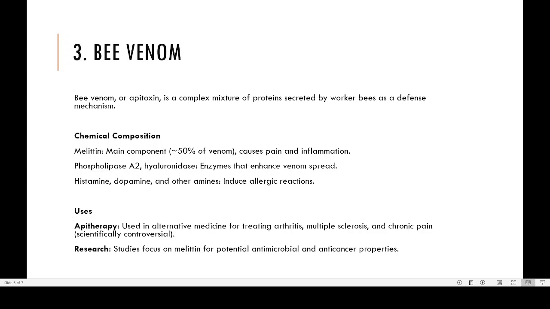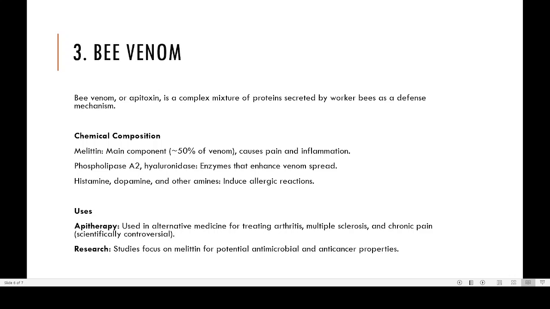Then what are the uses of bee venom? Bee venom is also used in a type of therapy known as apitherapy, and it is used in alternative medicine. Alternative medicine means that normally English medicine, or what we call allopathy, is considered the primary and most effective method of medicine, because it is based on certain principles. These therapies follow a different approach, which is why they are known as alternative medicine.